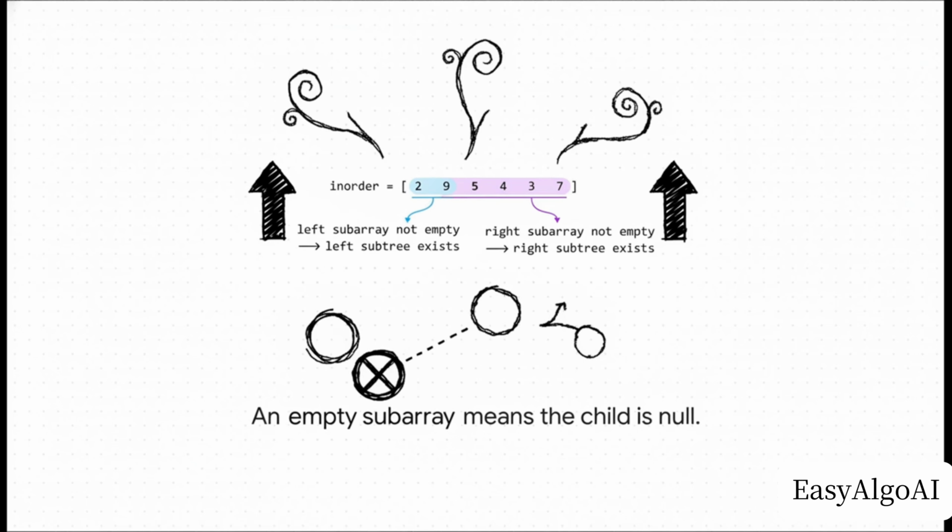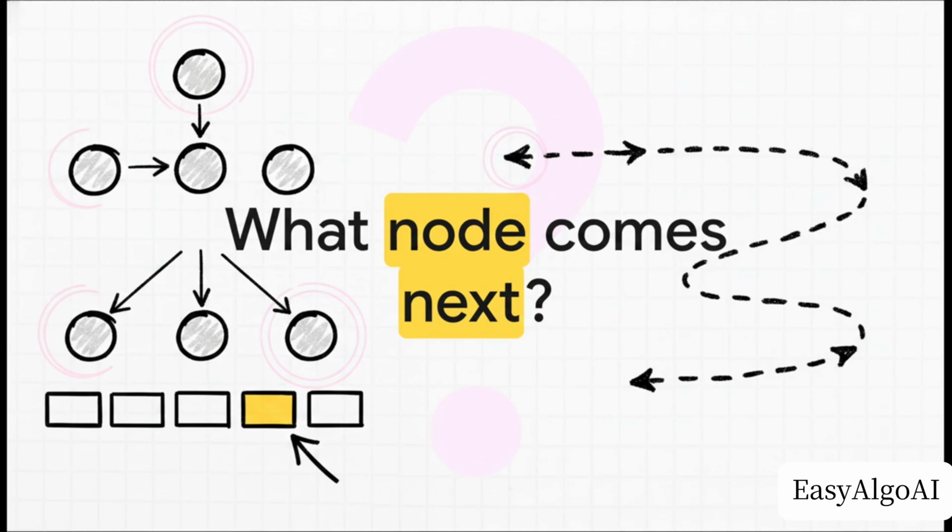And the real takeaway here is that this division tells us exactly what to do next. If our split in-order subarray actually has values left in it, well, we actively build a subtree. But if we hit an empty subarray during this process, it simply means that specific child is null, just a dead end. Now, we know from reading our preorder array left to right that 9 is the very next node we have to create. But how exactly do we know where it attaches to our tree?